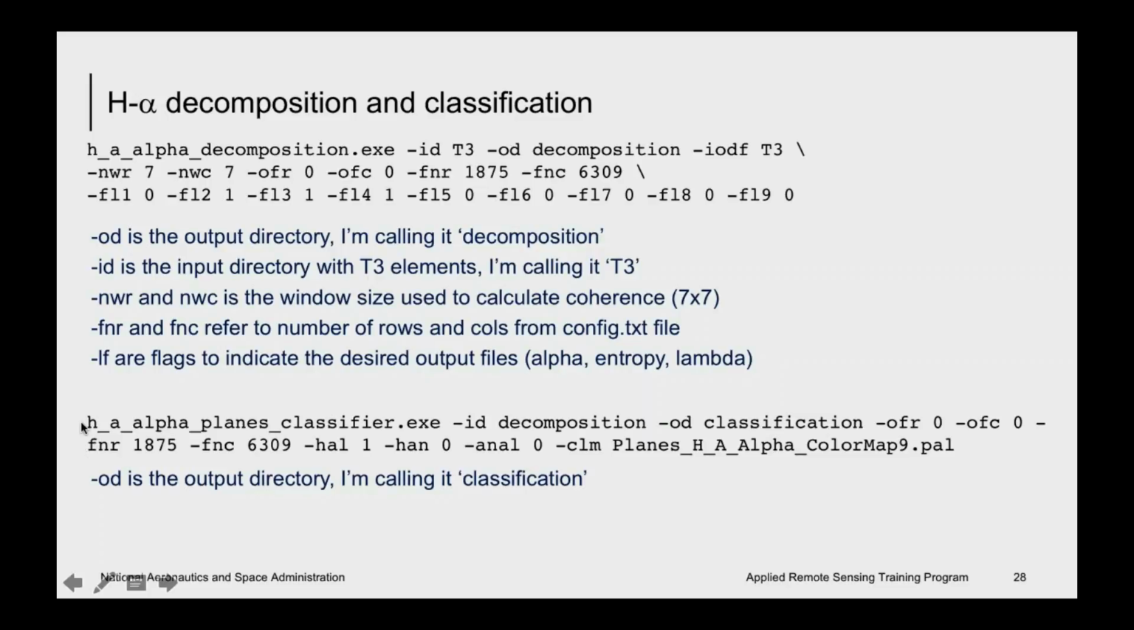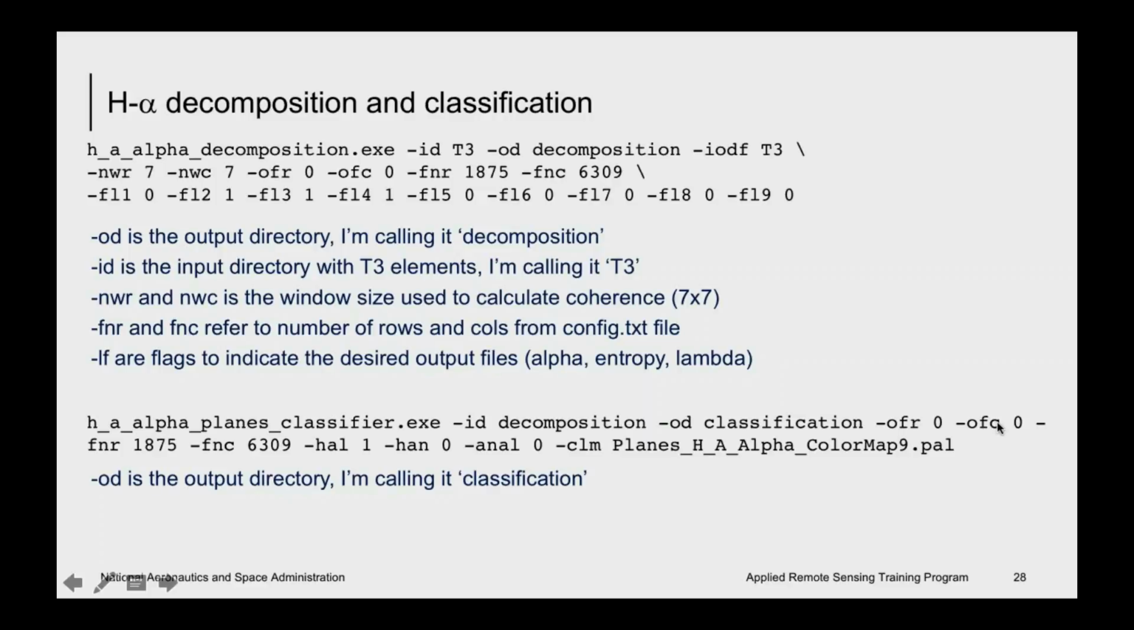what you would call is the classifier. The classifier would take the decomposition results and define the zones. So each pixel is assigned a zone between 1 and 9. So you are providing, again, the input directory, which is the directory where I put all the results for this function. You have an output directory, which you can name whatever you prefer. I'm naming it the classification.